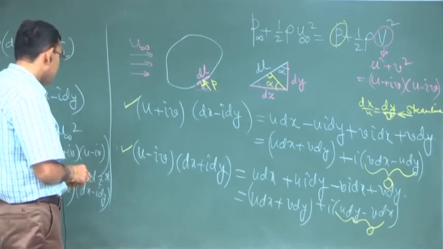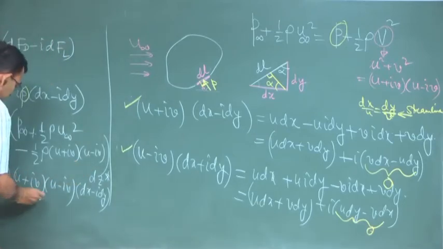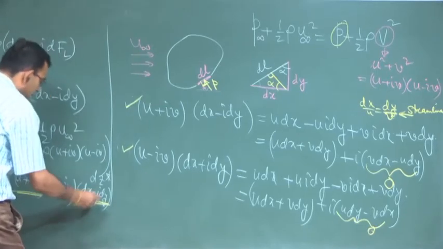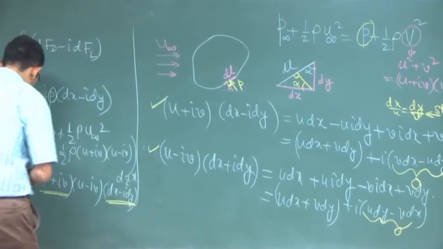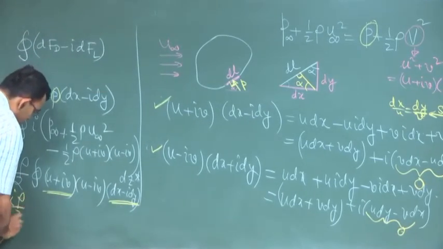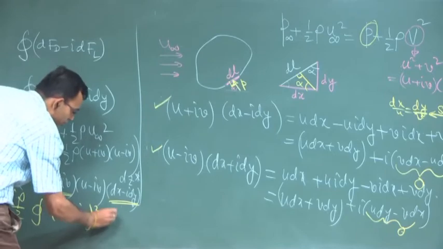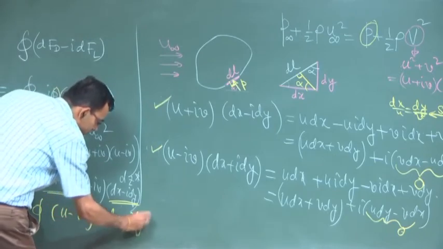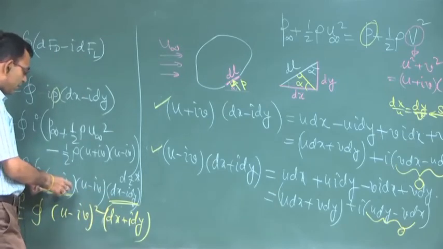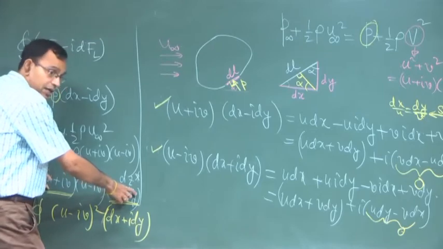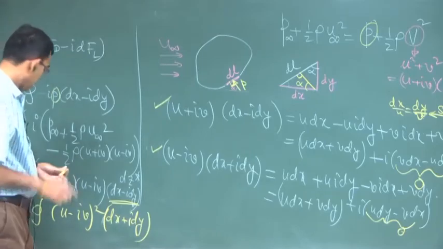Hence, we can replace (u plus i v) into (dx minus i dy) with (u minus i v) into (dx plus i dy). Therefore, this becomes i rho by 2, this is (u minus i v) whole square into (dx plus i dy), right. So, just to help you to follow, we have replaced (u plus i v) into (dx minus i dy) with (u minus i v) into (dx plus i dy).